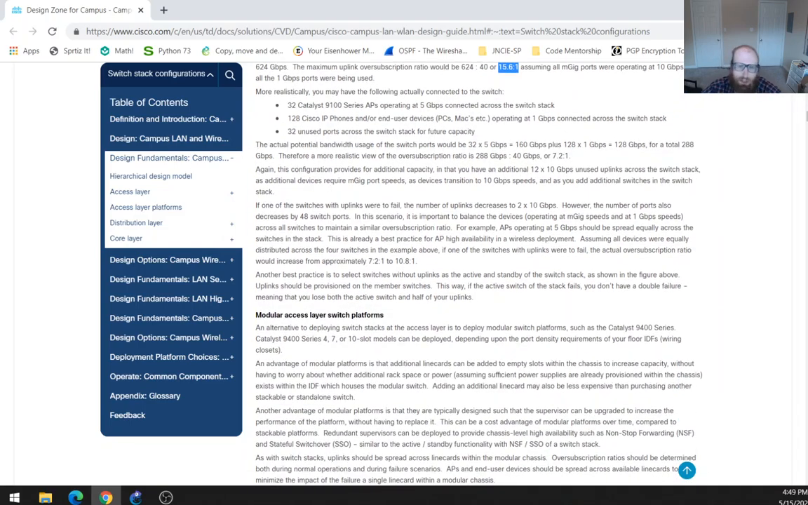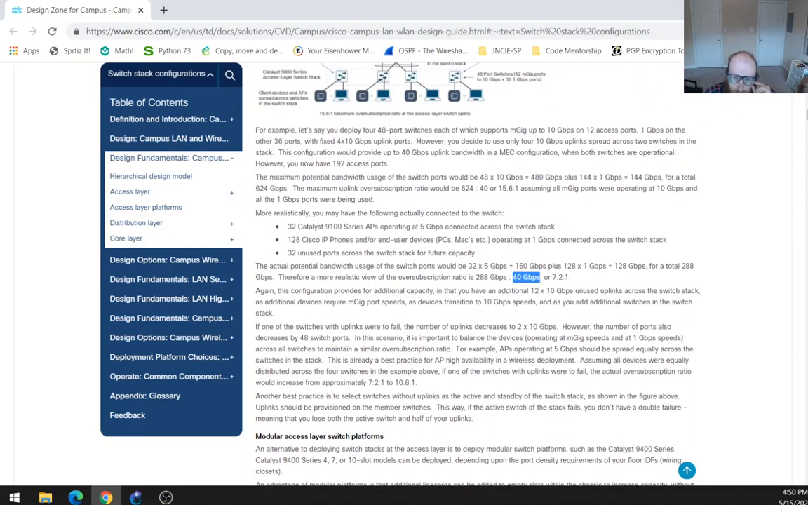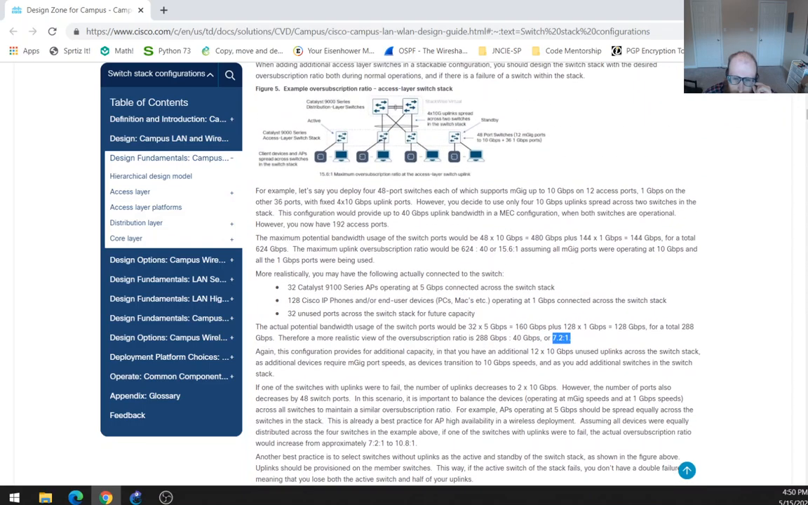The actual potential bandwidth usage of the switch ports would be 32 times 5 gigabits per second equals 160 Gbps, plus 128 times 1 Gbps equals 128 Gbps, for a total of 288 Gbps. Therefore, a more realistic view of the oversubscription ratio is 288 Gbps to 40 Gbps, or 7.2 to 1, which is much better than 15.6 to 1.